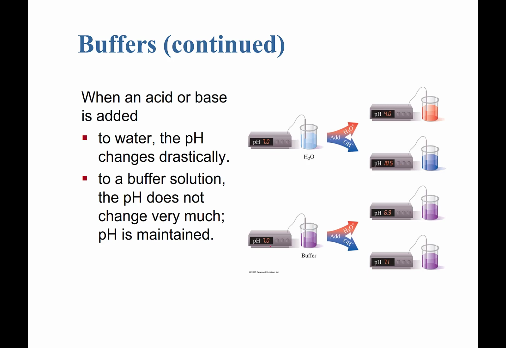If I had a pH of 7 for my buffer, now a buffer doesn't have to be a pH of 7. That buffer could be any pH. It could be 4, it could be 8.7, whatever it is. But whatever the buffer pH is, it's going to keep it the same. So even when I add some acid, it only dropped to 6.9. And when I added some base, it only rose to 7.1. So it keeps the pH level.